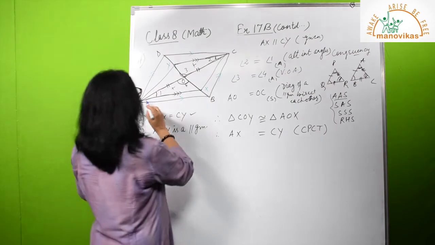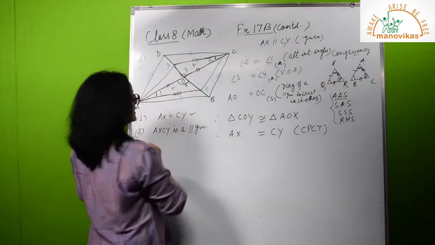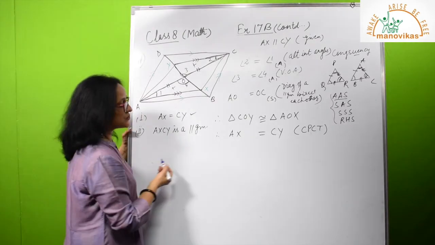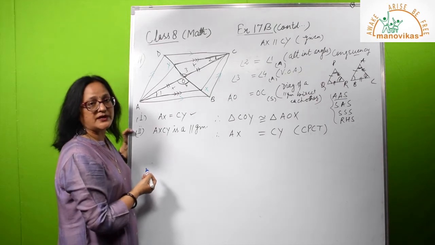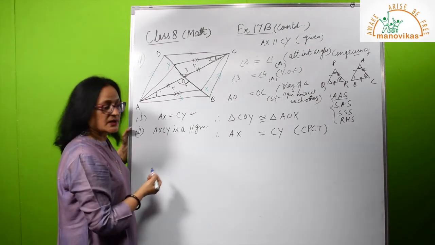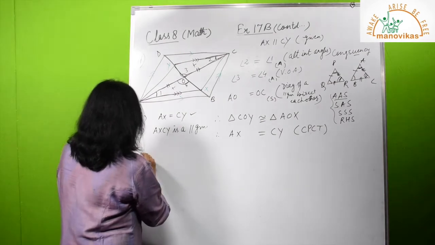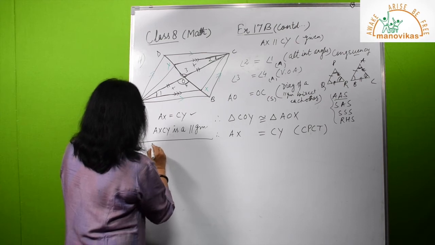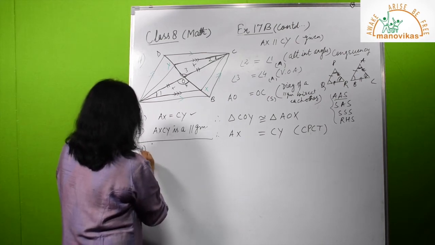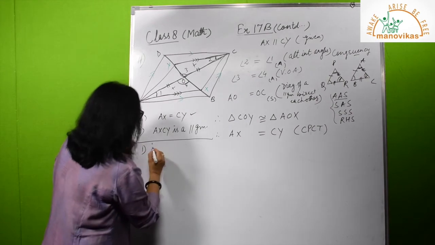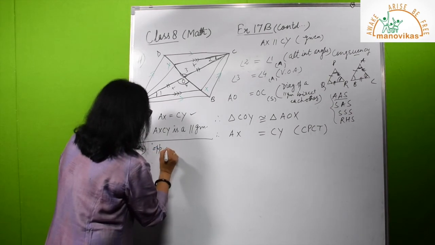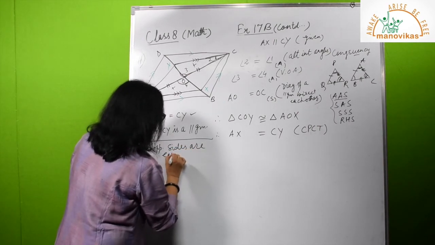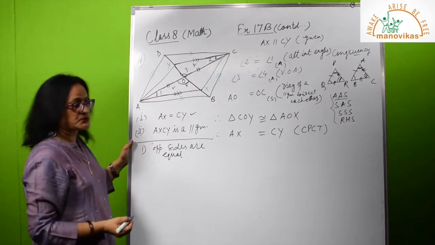Now you have to prove that AXCY is a parallelogram. So before this, first you should understand how you can prove a quadrilateral is a parallelogram. There are also certain criteria. How to prove a quadrilateral is a parallelogram. So the first criterion is that both pairs of opposite sides are equal.